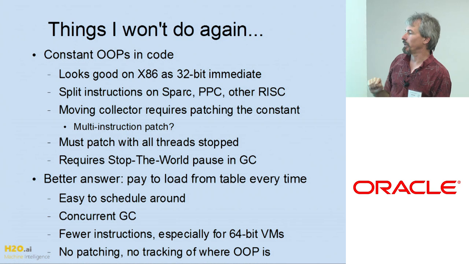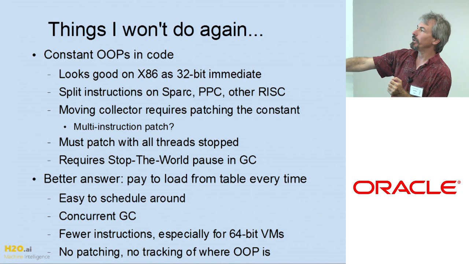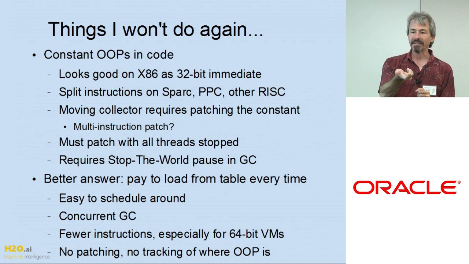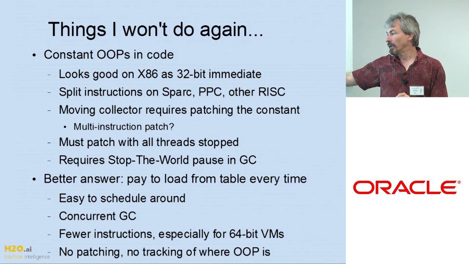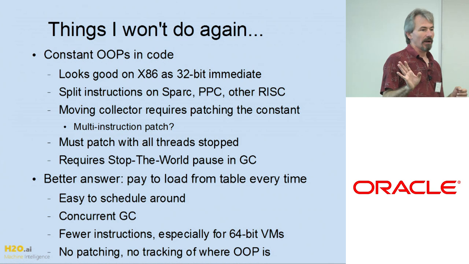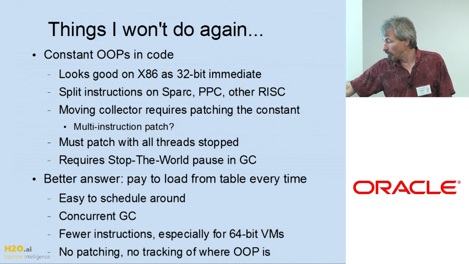OK, fine. Instead, just pay to load the value from a table. Put in the code an offset into a table. So there's some table base plus offset. That's not ever changing. It's some constant thing, fine. And then you do a load to get your OOP out of memory. Well, you can schedule around it. It's a known latency load. It's entirely friendly to all GC algorithms because they just have a big old table of OOPs so they can patch whenever they want, do what the hell they're going to do. And it turned out on the big VMs where you had 64-bit pointers, there are much fewer instructions too. So it was actually faster.